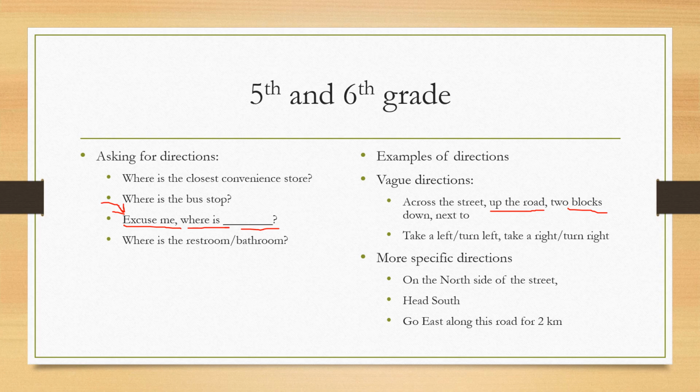Go east along this road for 2 kilometers. That's going to be a very specific direction. You got to know the distance, 2 kilometers, and you need to know which road, and you need to know the direction. But it's telling you 3 separate things. Go east along this road for 2 kilometers. Okay?